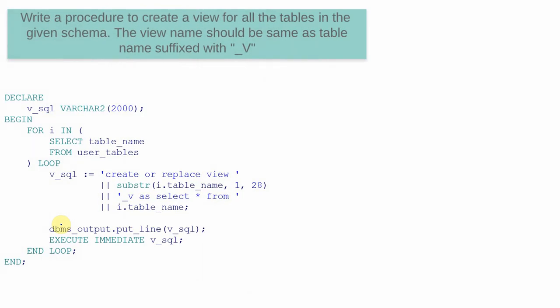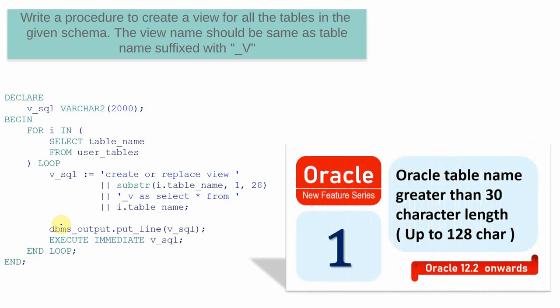I again want to stress this point. Make sure the length of your object name is less than or equal to 30 characters if your version is less than or equal to 12.2. If it is greater than 12.2, in fact you can use the new feature, where Oracle supports creating names of more than 30 characters, up to 128 characters. Probably you can look into this video to know more about the length of object names.